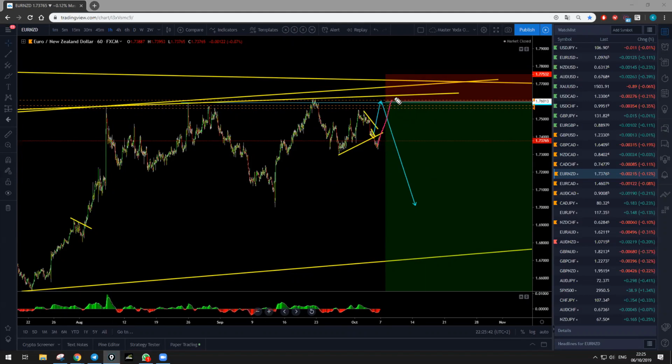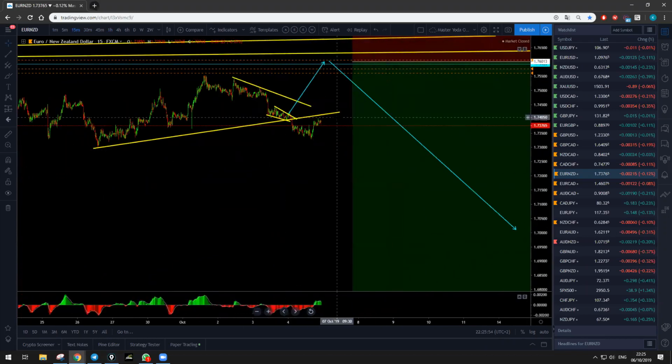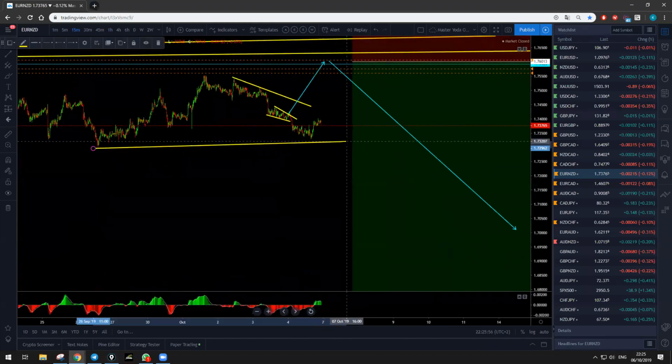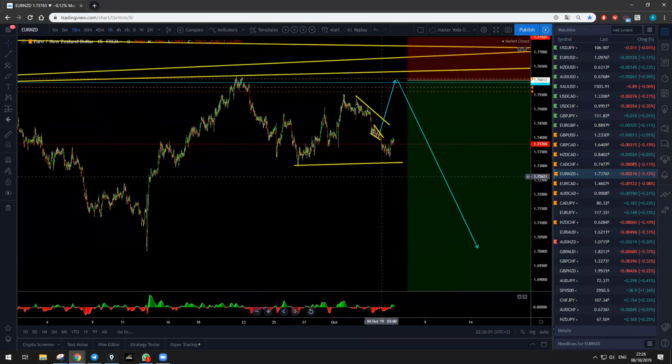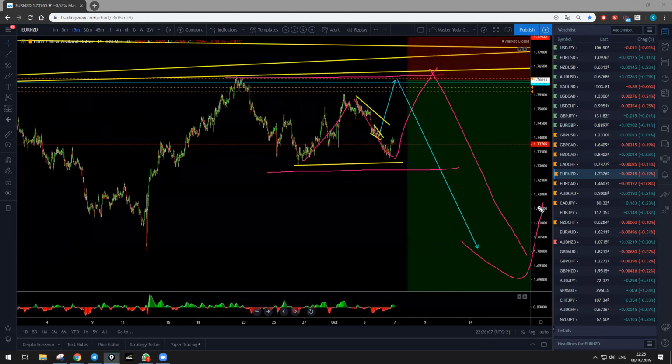I would like to see the pair make a new higher high, and from that higher high I will be a seller all the way to the downside. So keep your eyes on it. For now, I see that there will be a reversal. Let's move my trend line like that, and as I can see, we will see something like that.